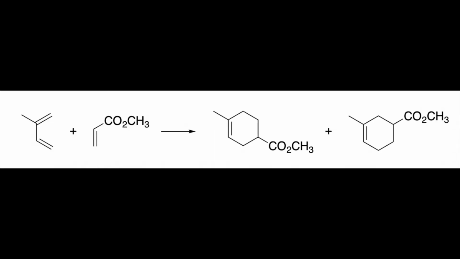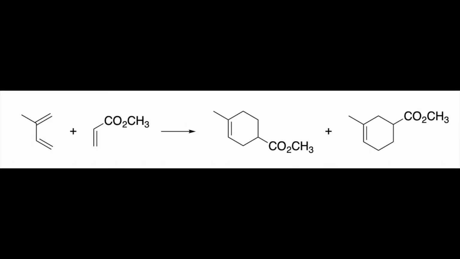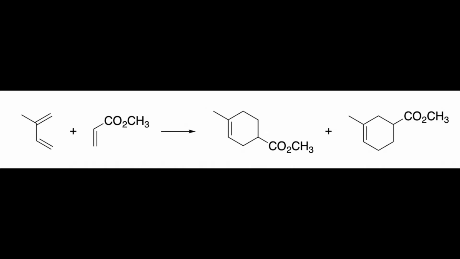The reaction can be sped up if the dienophile has an electron withdrawing group, like this ester group, and the diene has an electron donating group. For example, this methyl group. I should mention also that the diene has to be in the S-cis conformation, meaning that the double bonds have to both face the same way. In addition, we will get a mixture of products depending on which way the alkene approaches that diene.